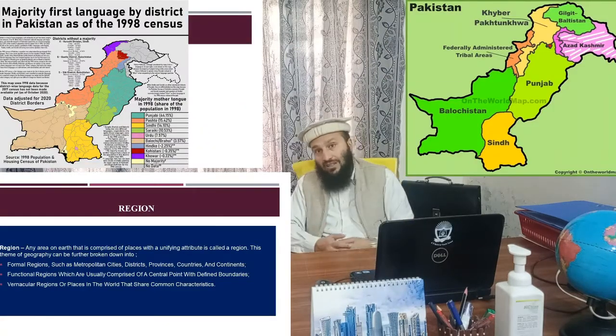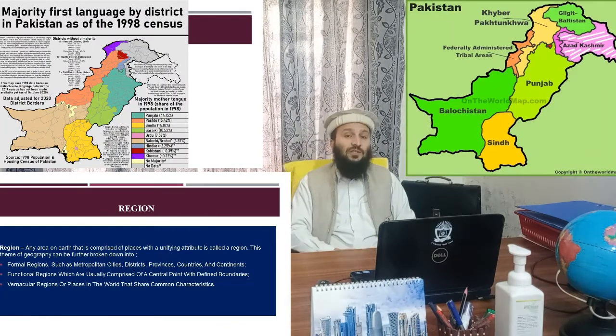For example, this phone, the idea, it was started somewhere in the US. Then this idea was transported to China. Over there, they manufactured this mobile, and now people throughout the world are using these mobiles. So the idea also moves. This is the movement. And now the last theme of geography, that is region.